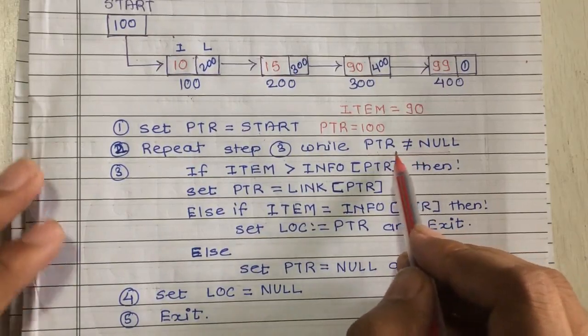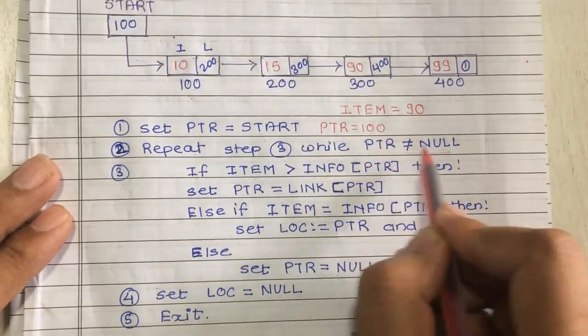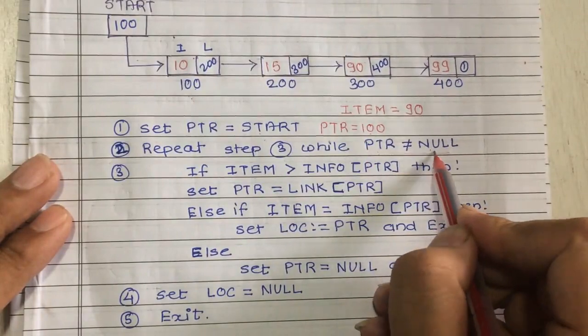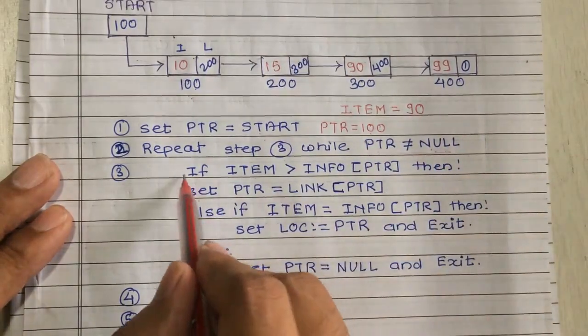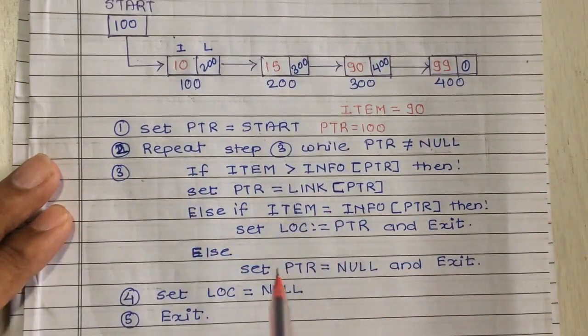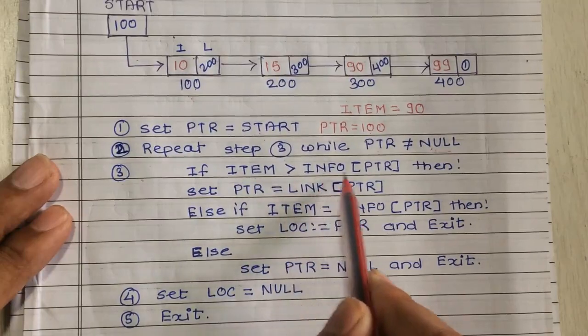So here the value of PTR is equal to 100, so 100 is not equal to null, so this condition is true. As this condition is true, our control will come to step number 3. So what do we have in step number 3? If item is greater than info of PTR.